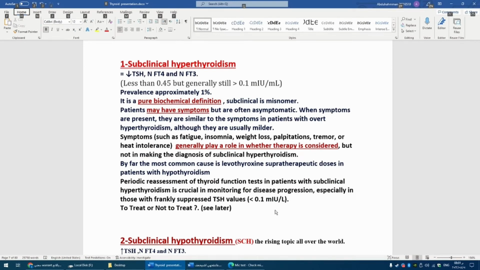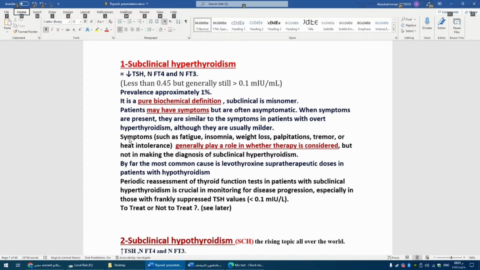Subclinical hyperthyroidism is defined as low TSH and normal free T4 and free T3. The disease is a pure biochemical definition: low TSH, normal free T4 and normal free T3, and not a clinical definition. Subclinical is a misnomer. Patients may have symptoms, although often asymptomatic. When symptoms are present, they are similar to symptoms of overt hyperthyroidism: insomnia, weight loss, palpitation, tremor.